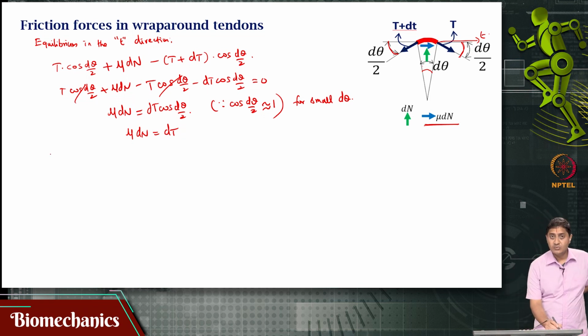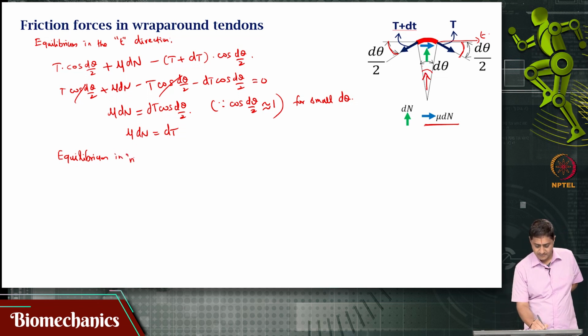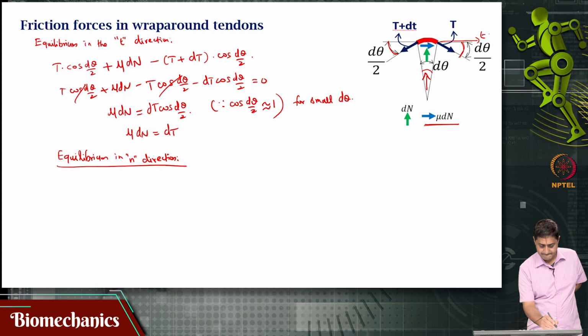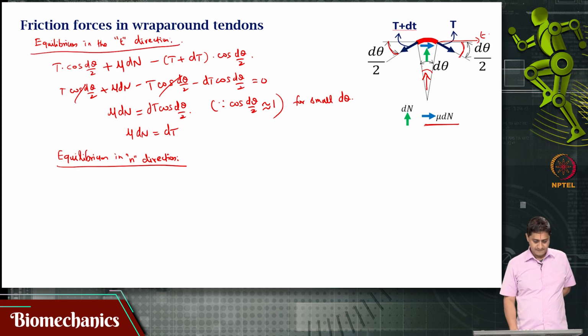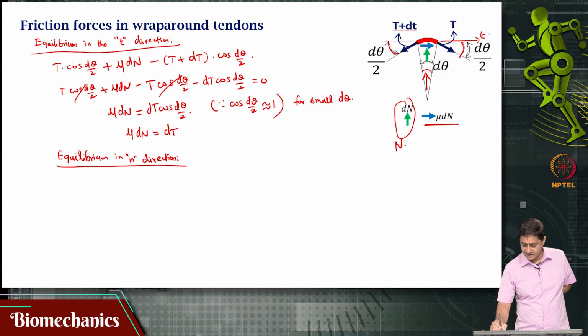Now, let us discuss equilibrium in the n direction. That is the n direction, is it not? Let us write out all the things that are there in the n direction. What is the force in the positive n direction? That is the reaction force, that is dn, is it not? Dn is in n direction, mu dn is in the t direction.